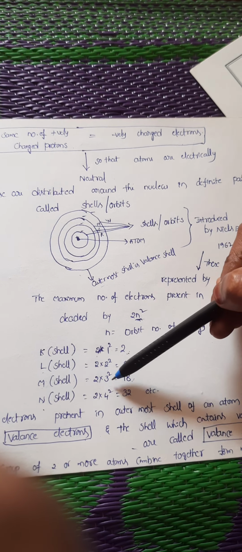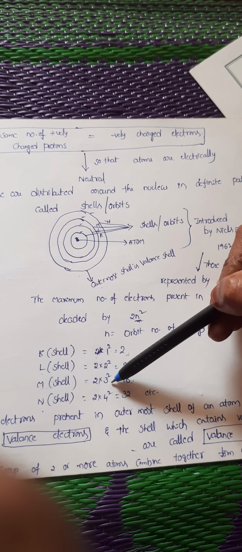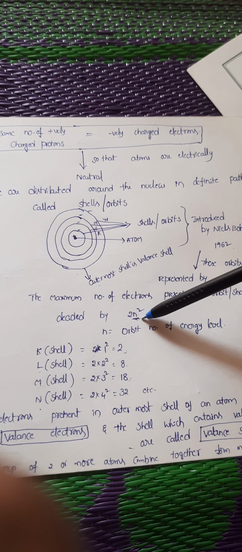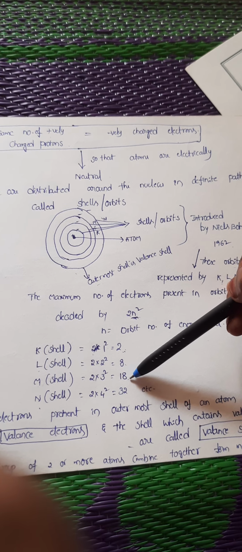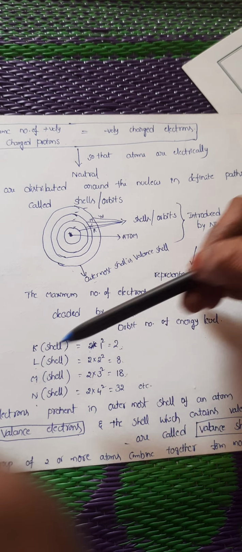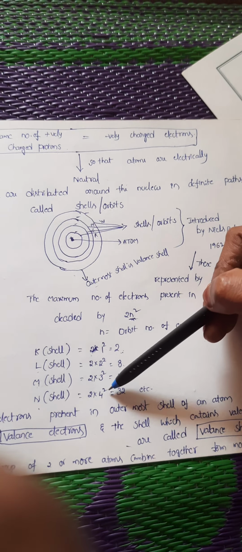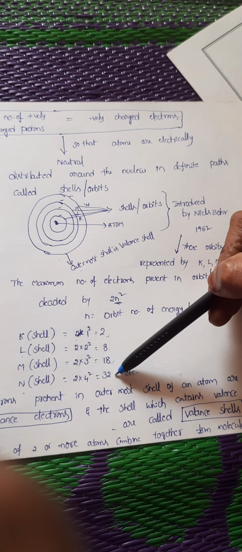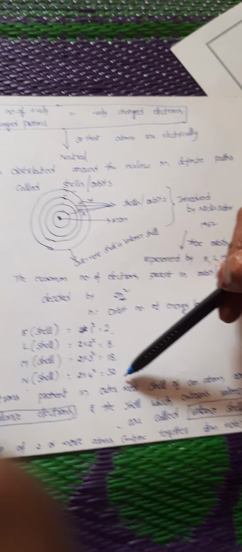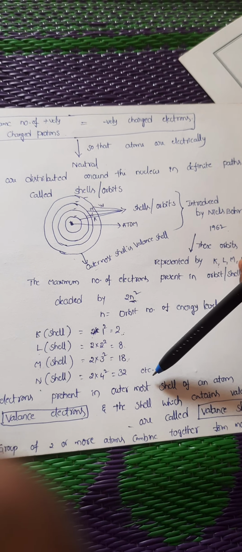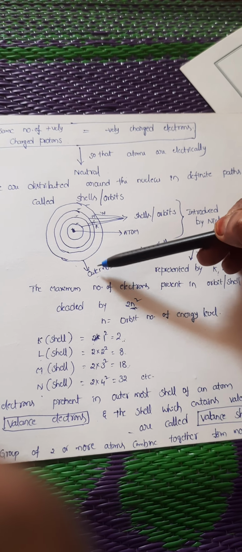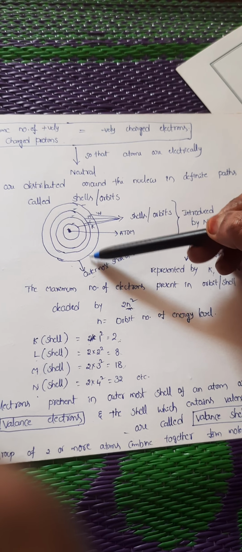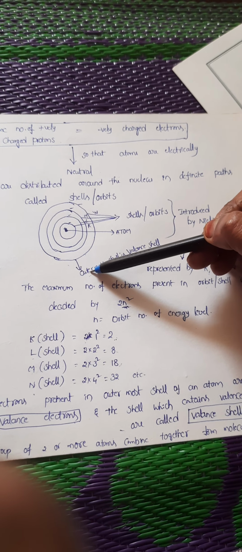Likewise, for the M shell, the number is 3. We can substitute 3 into the formula 2n square to get the maximum number of electrons that can be accommodated in this shell. Likewise, N also has the number 4, so the maximum number of electrons that can be accommodated in this shell is 32. The electrons present in the outermost shell are valence electrons and the shell is the valence shell.